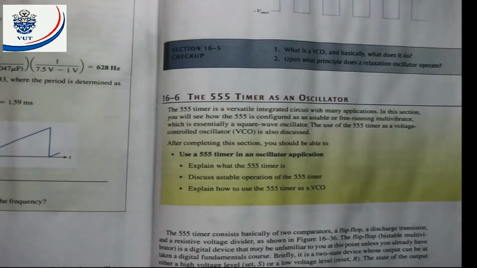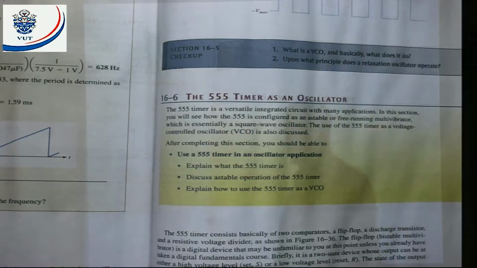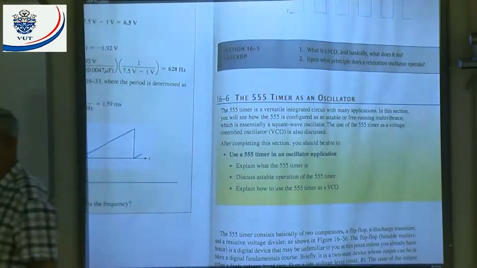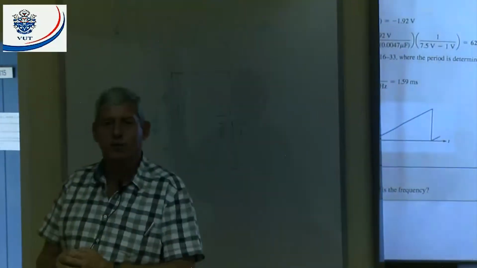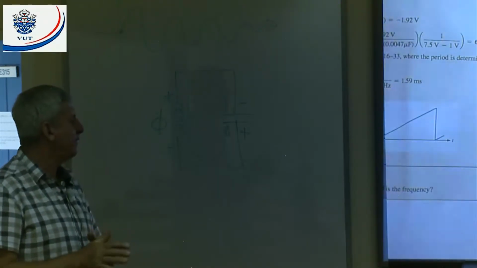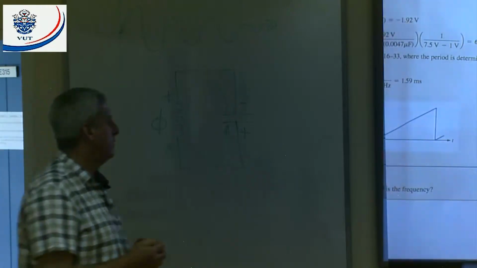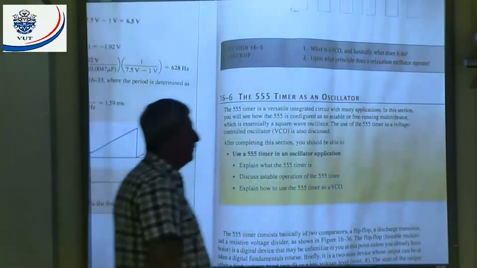16.6, the 555 timer as an oscillator. Now the 555 timer is an integrated circuit. It's quite a useful integrated circuit. You can do a lot of different things with a 555 timer. Very useful, not very expensive.